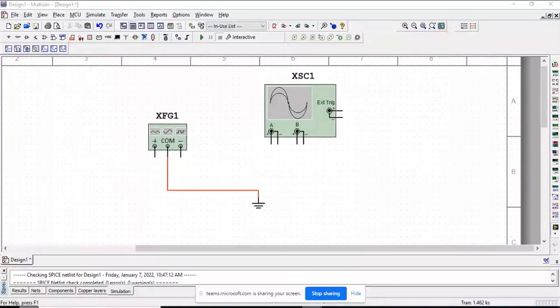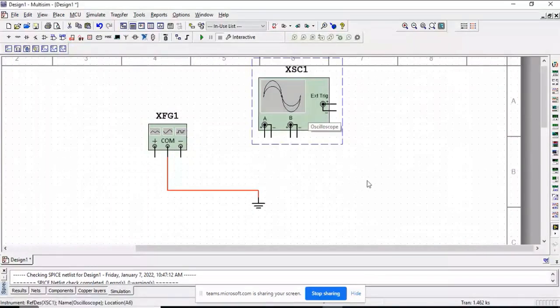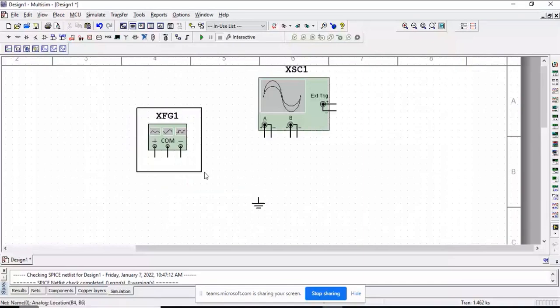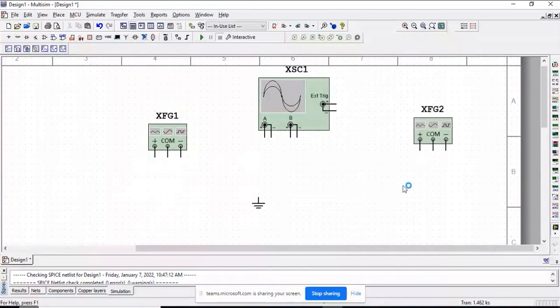So students, pay attention, please. If you want to see the Lissajous pattern in your experiment, you will see we have used 2 function generators. Simply you can copy this function generator by pressing Ctrl+C and Ctrl+V. You may paste this component. Now you have to provide 2 inputs.